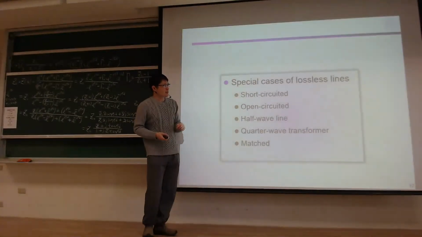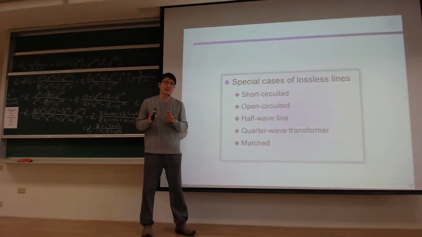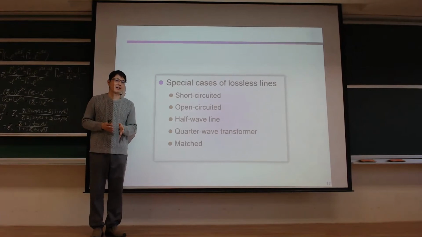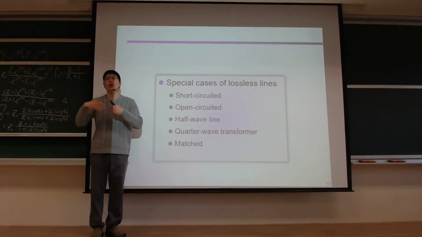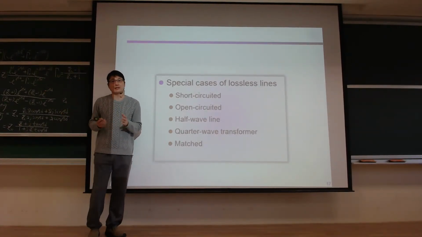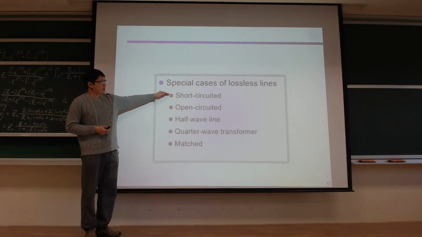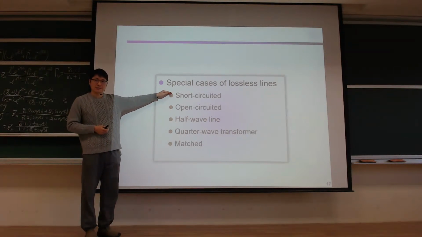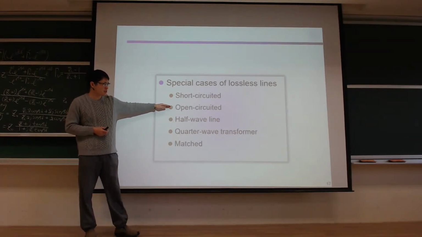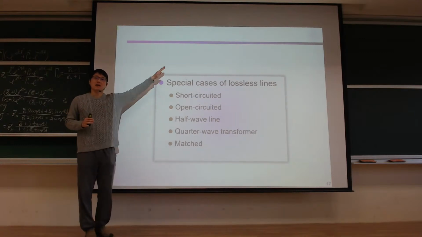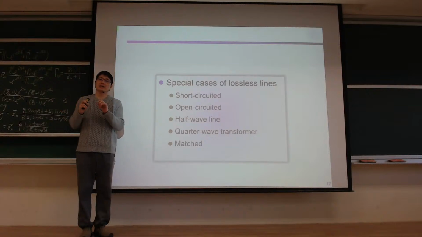So the special cases of lossless transmission lines. So now the special cases are more pronounced if we don't have loss. But again, if you have loss, if you want to include loss, just include it. It doesn't really make a lot of difference. So the first case we're going to look into is short-circuited. Okay, the second one is open-circuited, half-wave, quarter-wave, and matched. So I am trying to divide or classify the special cases into 5 different types.